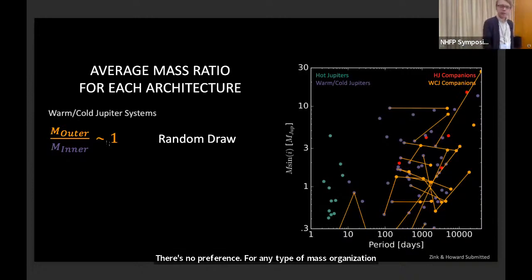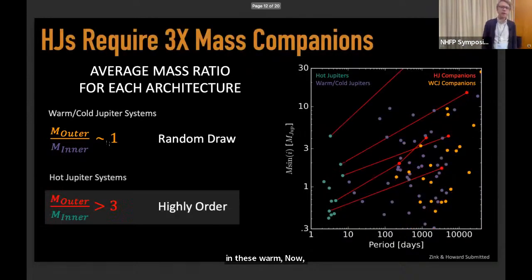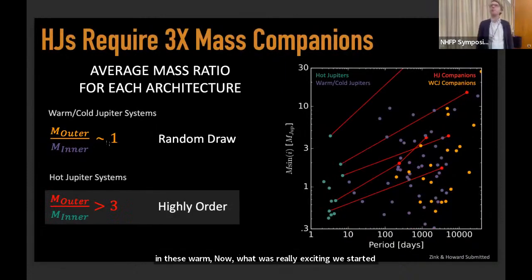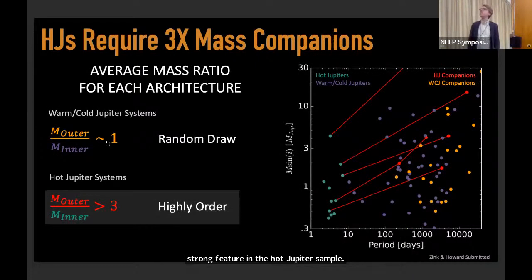Now, what was really exciting when we started digging into this is that there is a clear and very strong feature in the hot Jupiter sample. It seems that hot Jupiters favor a much more massive outer companion by a factor of about 3. We've accounted for completeness and all the other features that could potentially bring this about, but it seems like this is a really strong signal. And there's something in nature that's requiring this outer companion, 3 times more massive, in the hot Jupiter systems. So on its surface, you might be thinking maybe there's some dynamics at play that are causing the rise of these hot Jupiter systems.